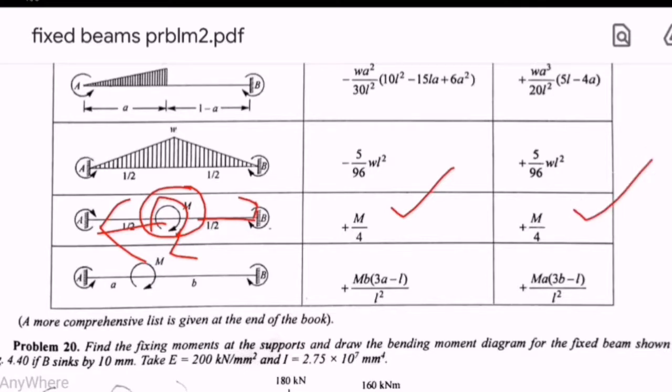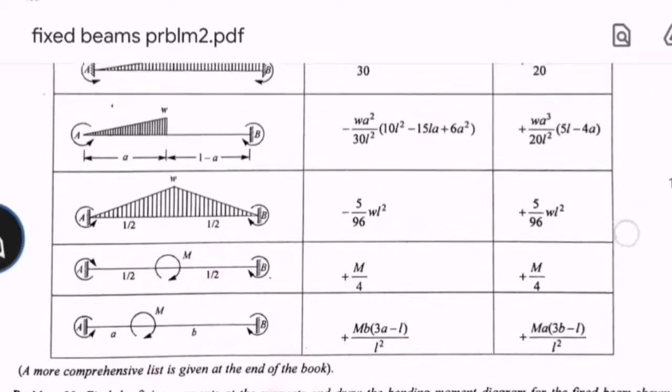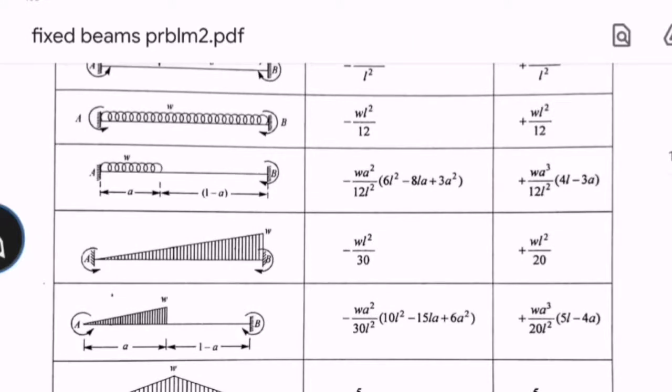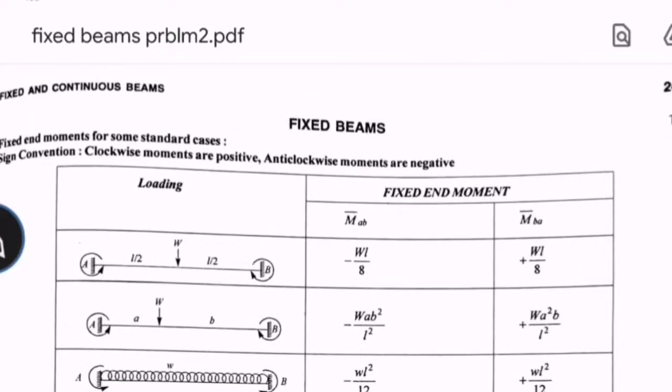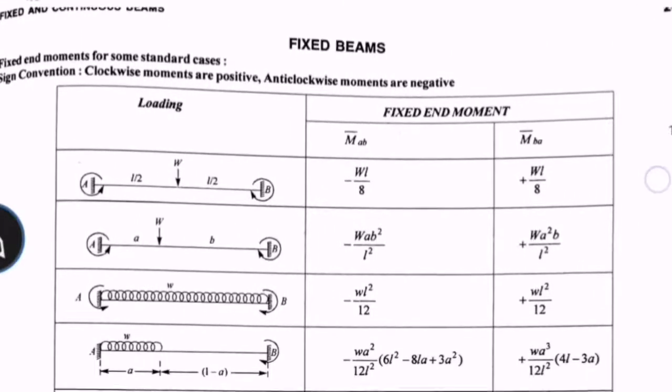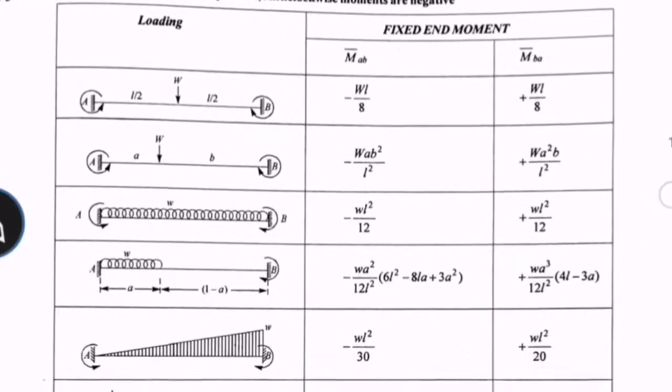And if the same moment is applied not centrally but eccentrically like this, it is given by M b (3a minus L) by L square and M a (3b minus L) by L square. So these are the important formulae for calculation of fixed end moments for different types of beams, which will be studied in the problem section in the coming videos. All these fixed end moments are to be learnt by heart and known to every student to complete the problems.